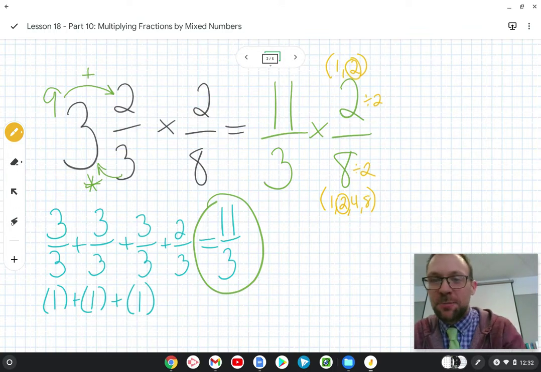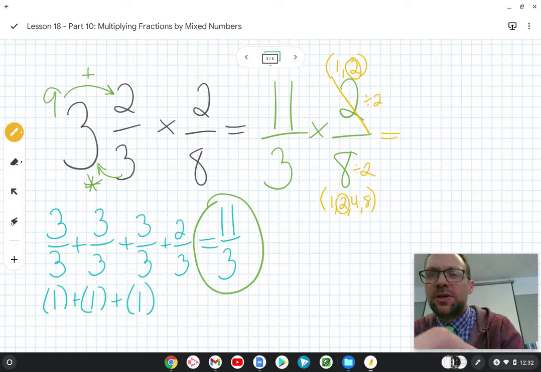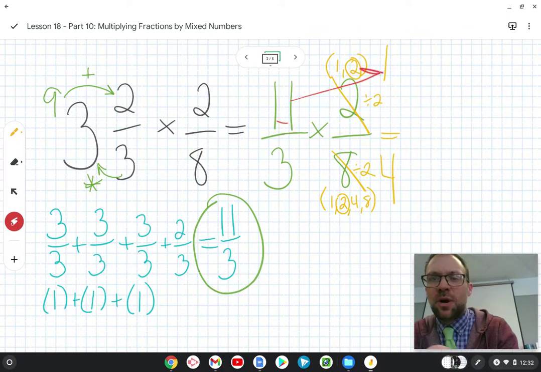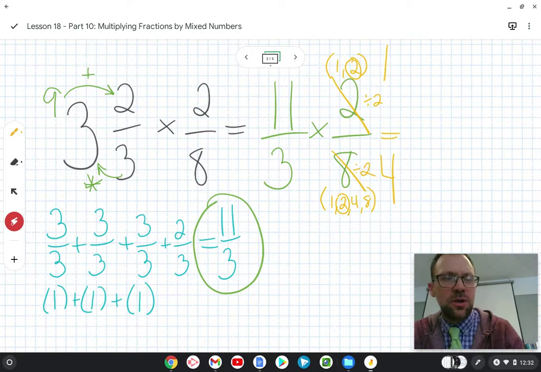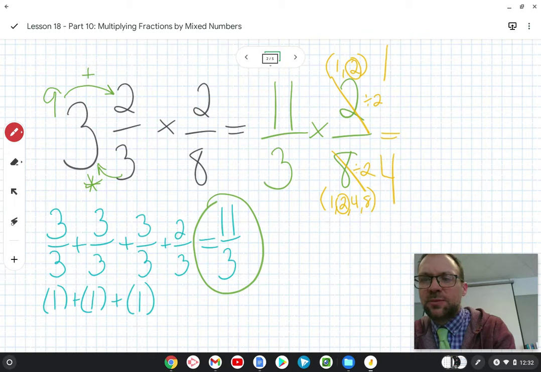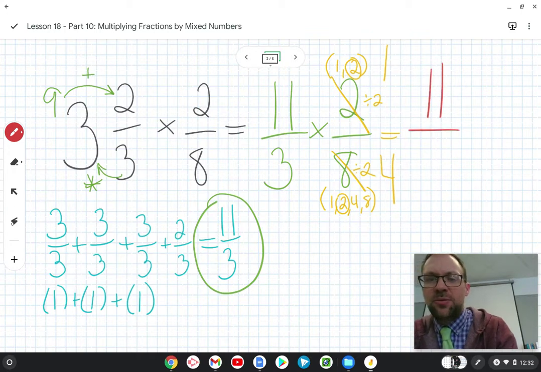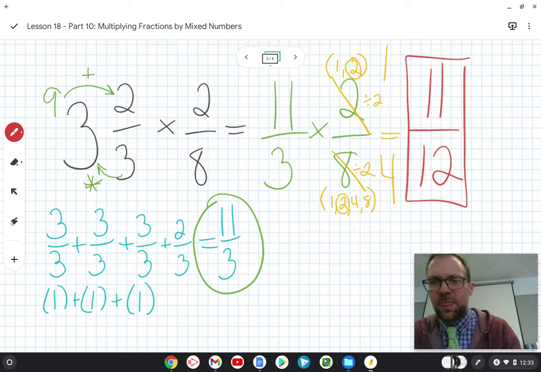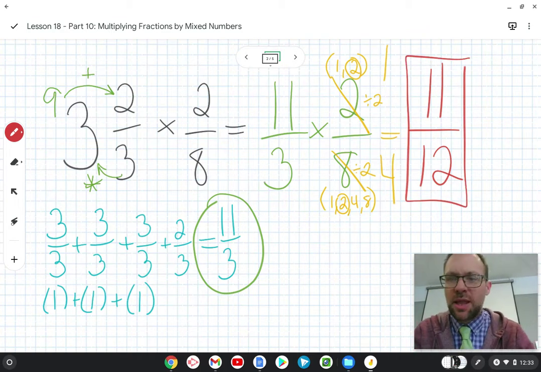All right, let's do it. 2 divided by 2 is 1. And 8 divided by 2 is 4. So now we have 11 times 1 and 3 times 4. Let's go ahead and work that out. 11 times 1 is 11, and 3 times 4 is 12. Our final answer, already in simplest form, 11 twelfths. What do you know about that?